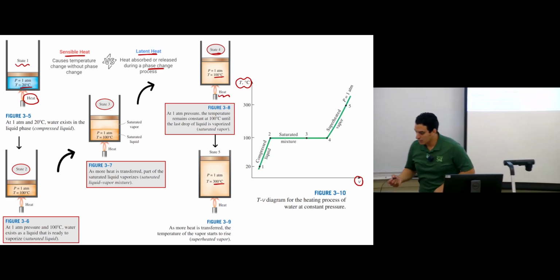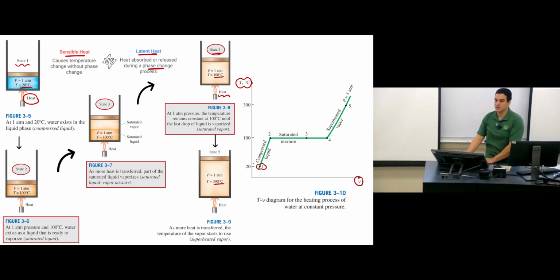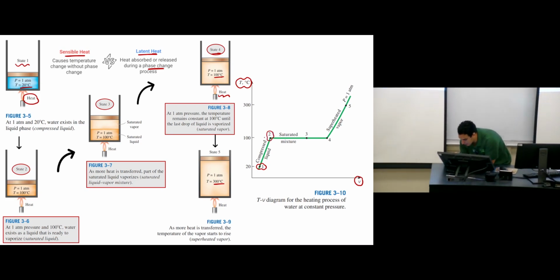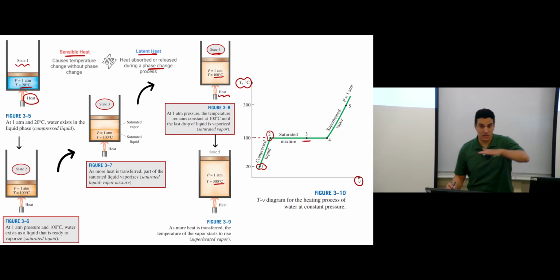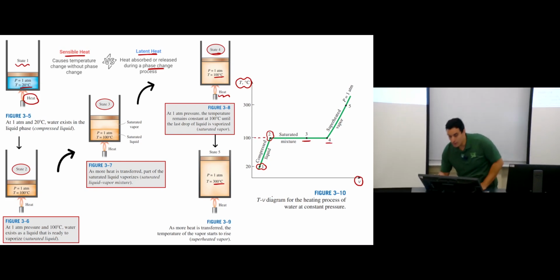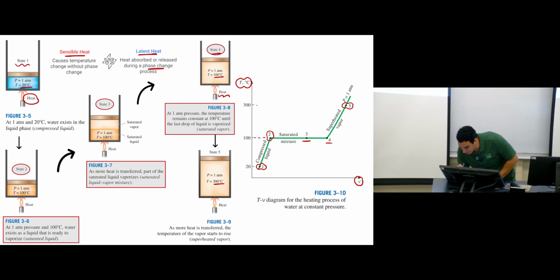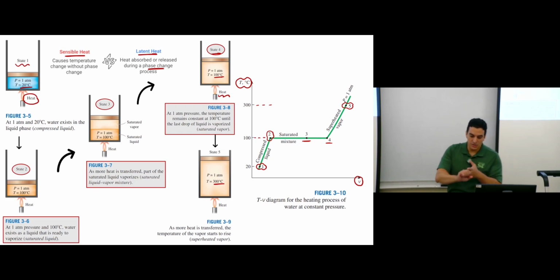So if you want to plot the TV diagram for this, this is how it looks. This is state number 1 at 20 degrees Celsius. Then the temperature increases to state number 2 at 100 degrees Celsius. State number 3, same temperature. State number 4, same temperature. Then the temperature will increase again to state number 5, which is 300 degrees Celsius.